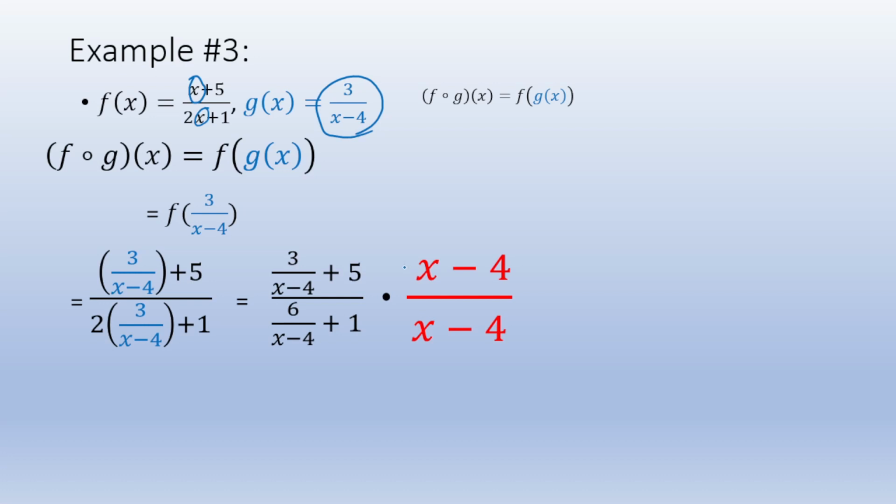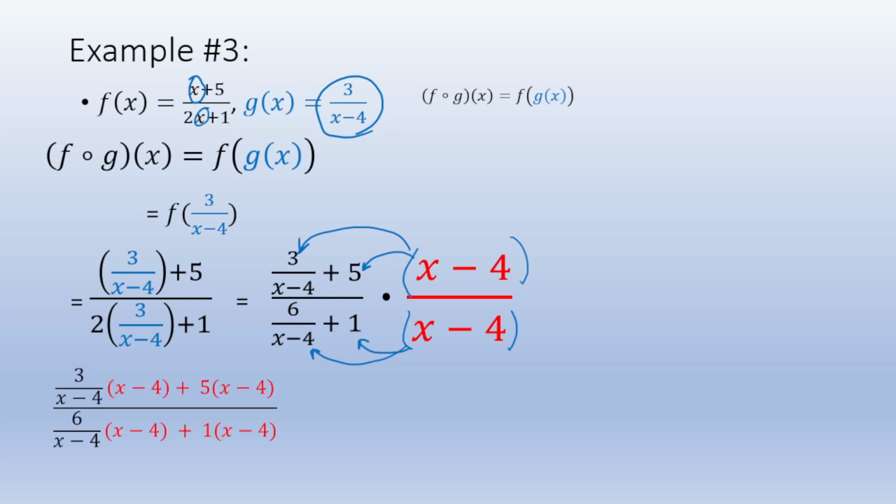What this means is that we're going to be multiplying both of the terms by x minus 4. So x minus 4, we're going to multiply this by 3 over x minus 4, and also multiply x minus 4 by 5. And then likewise do the same thing in the denominator. So each of those terms, or those groups, will be multiplied by x minus 4. So that will look something like this.